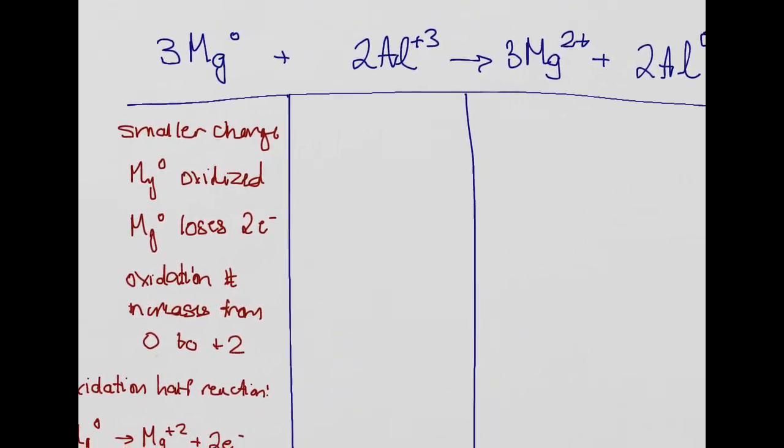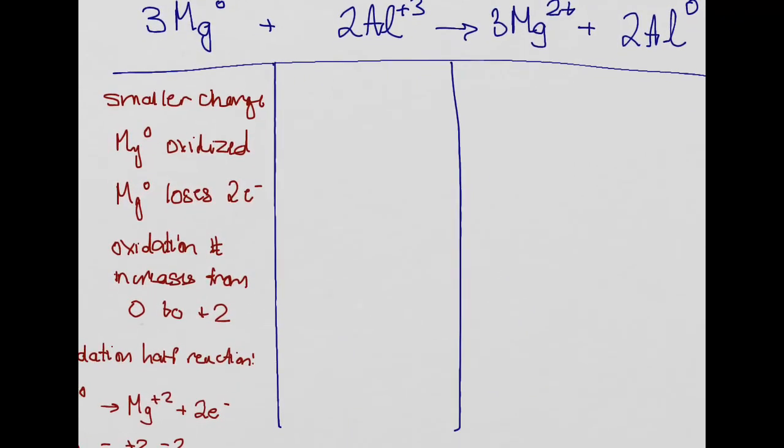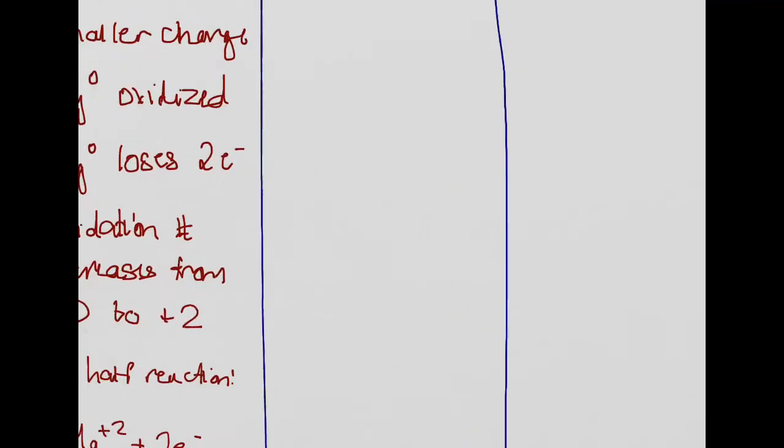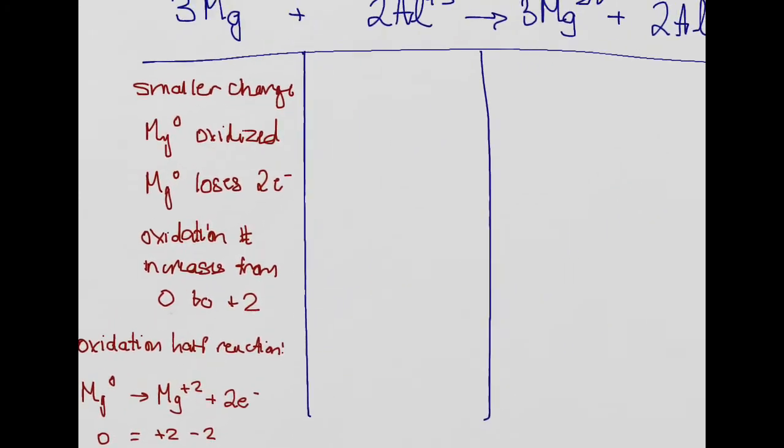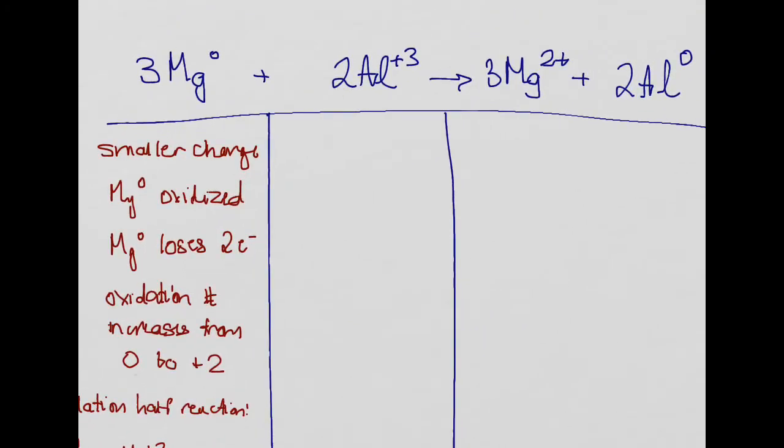Okay, so just to recap here, we notice that magnesium gets oxidized. It loses 2 electrons. Its oxidation number increases from 0 to +2. And if we were to write out the oxidation half reaction, it would be magnesium 0, forming magnesium +2, losing 2 electrons. All right, let's take a look at aluminum.